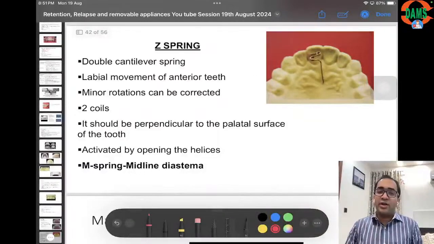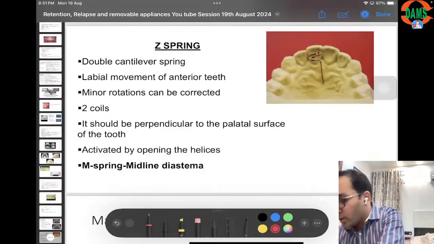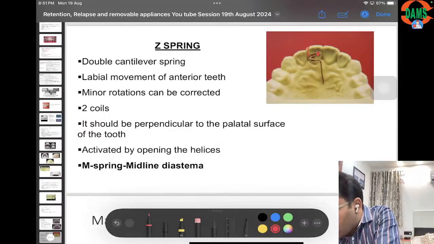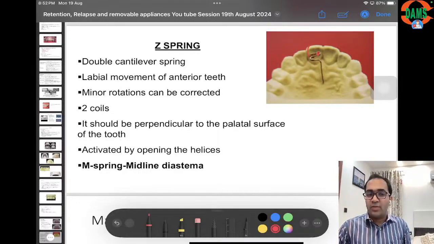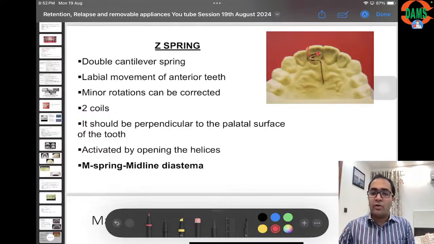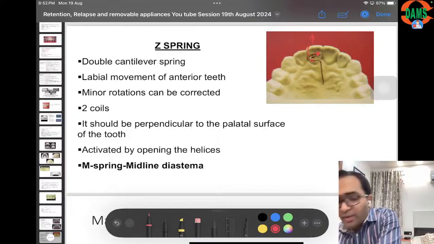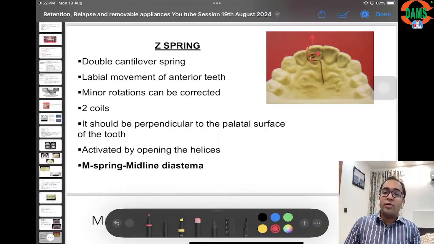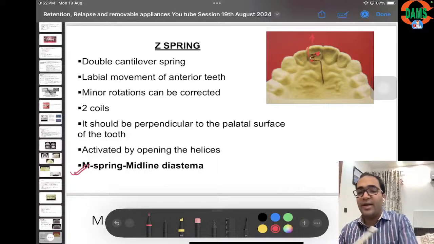Next is the Z spring or the double cantilever spring, used for labial movement of anterior teeth. If we open the helices from here, it will happen like this. It can be used for minor rotation correction as well. They have two coils, which should be perpendicular to the palatal surface and activated by opening the helices. If we want proper tipping, labial movement, then both helices should be opened. If we open only one helix, only rotation correction can be done. Its other modification is the M spring, which is used for correction of midline diastema.